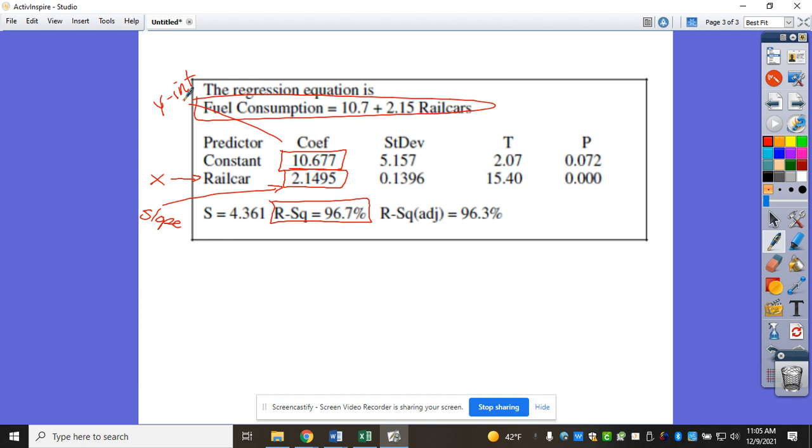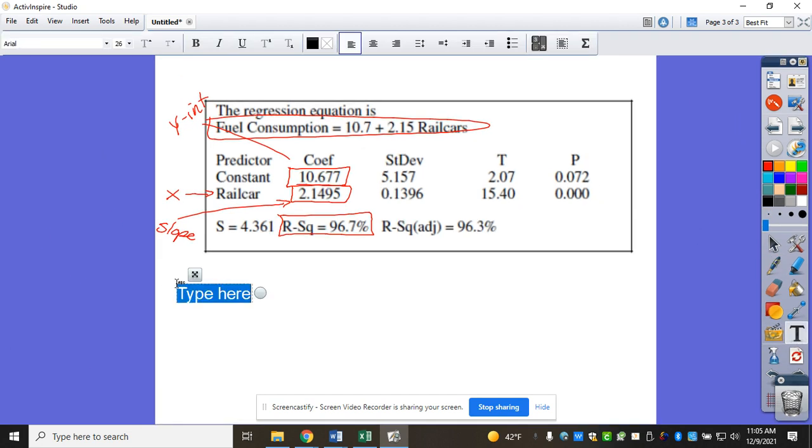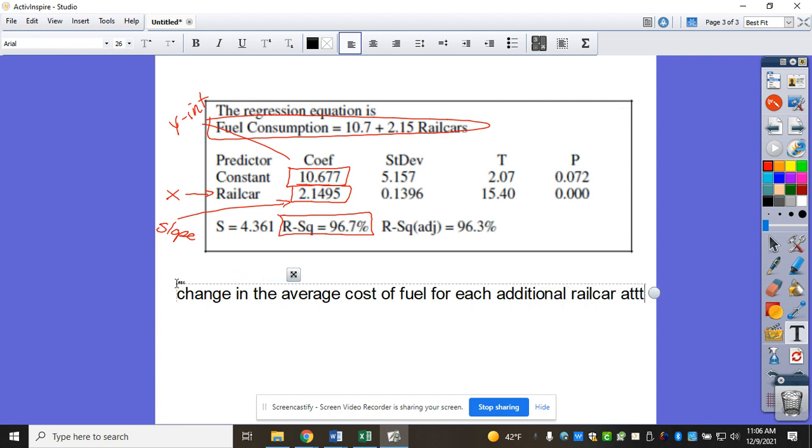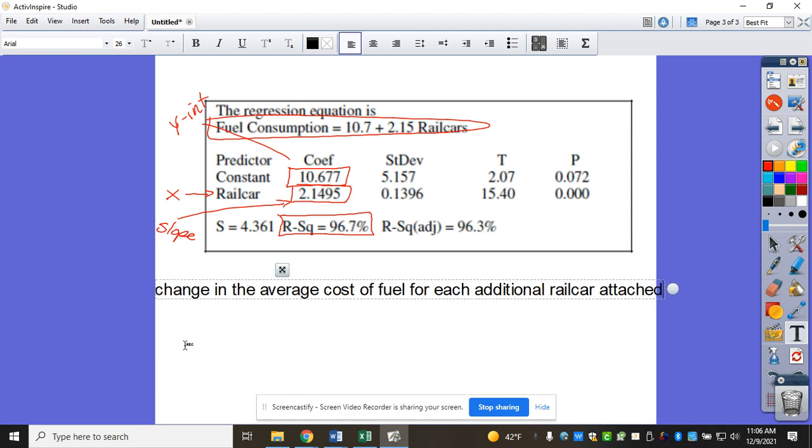So this first problem starts to look like it is talking about slope, kind of. Or some of you might have thought about it this way, because it says the change in the average this for each additional this. That starts to look like your interpretation of slope. So it says, what is our x in this problem?